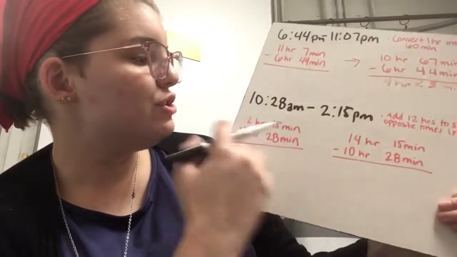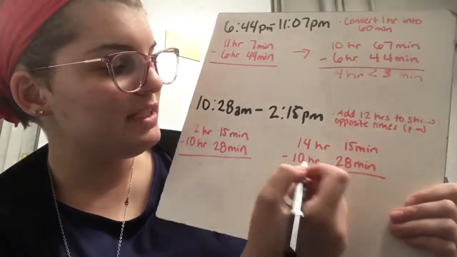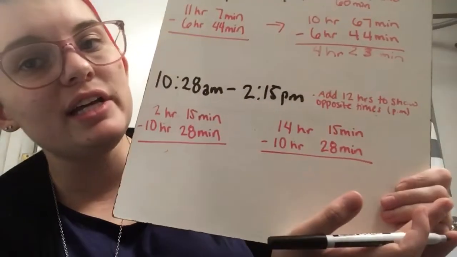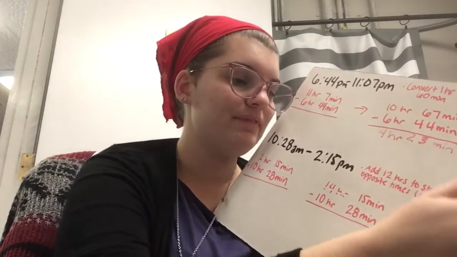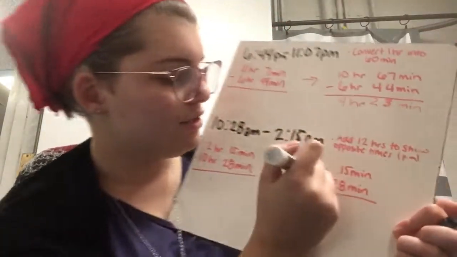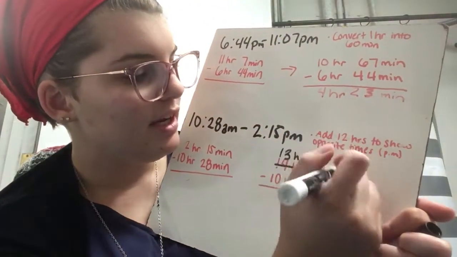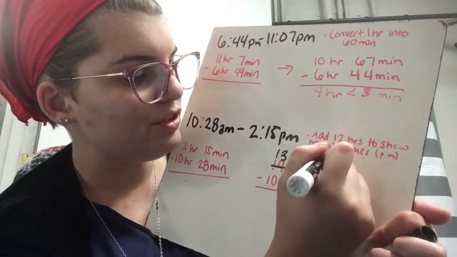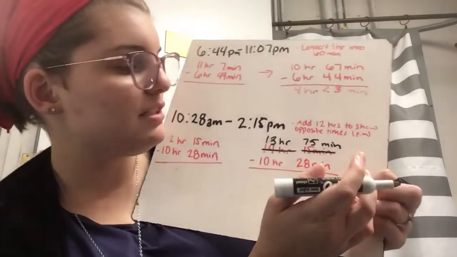So my 2, I add the 12, I've got 14 and still the 15 minutes minus 10:28, but I still can't do 15 minus 28. So we still have to borrow again. So we're going to borrow again, making this 13 hours, and we're going to add 60 minutes, so it becomes 75. And now I just do my subtraction.